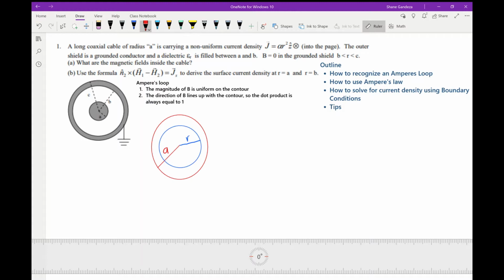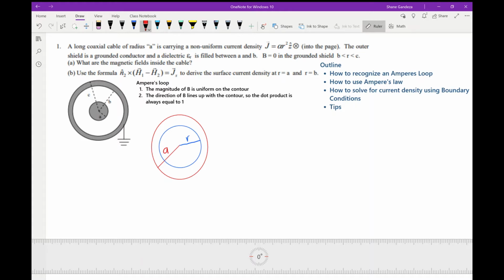So there are two conditions to make sure that you can use Ampere's law in an efficient manner. The two conditions are as follows. The magnitude of B is uniform on the contour, and the direction of B lines up with the contour, so the dot product is always equal to 1. And so the magnetic field is going to be due to the current that's flowing within the coaxial cable.